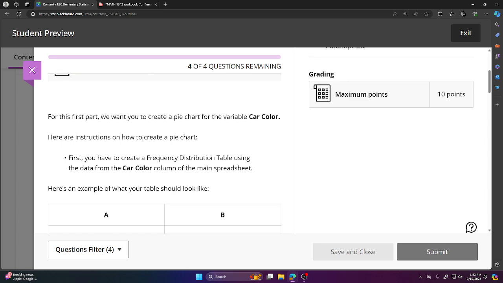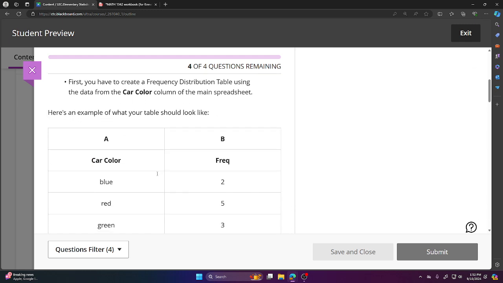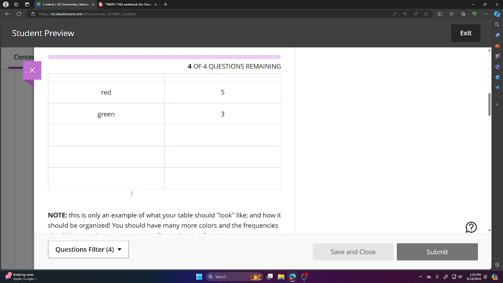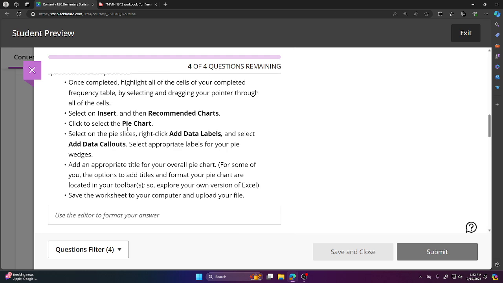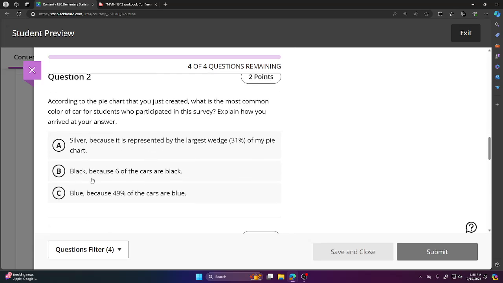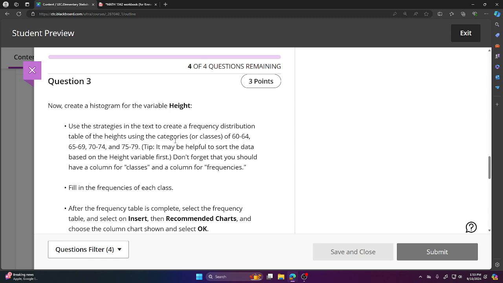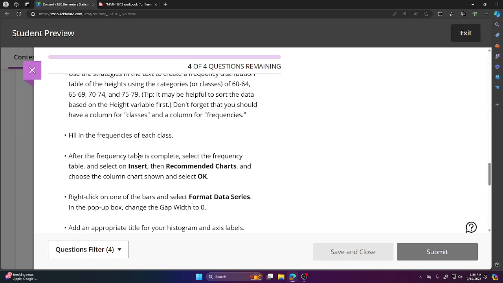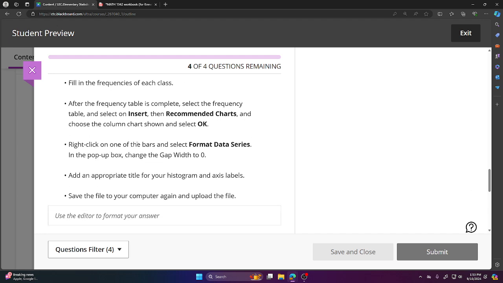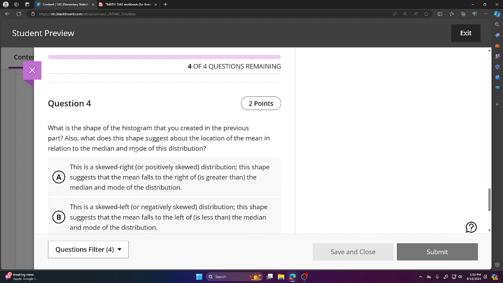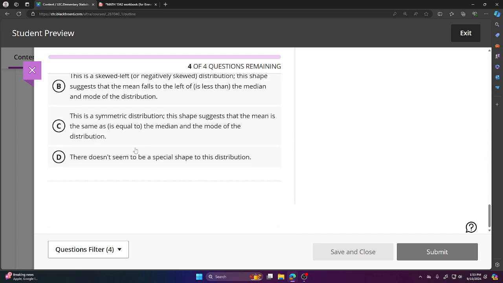So they want a car color, and they're wanting us to build this frequency table for all the different colors. Make a pie chart. And then we're going to answer a question about that. And then they're going to talk about the height. We're going to group them and do some more stuff. I think we're doing a bar chart here. I can't remember. We're going to see. And then we're going to answer another question.